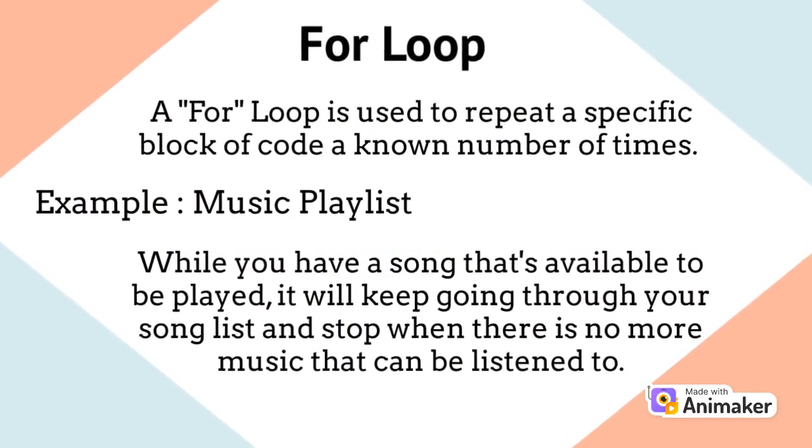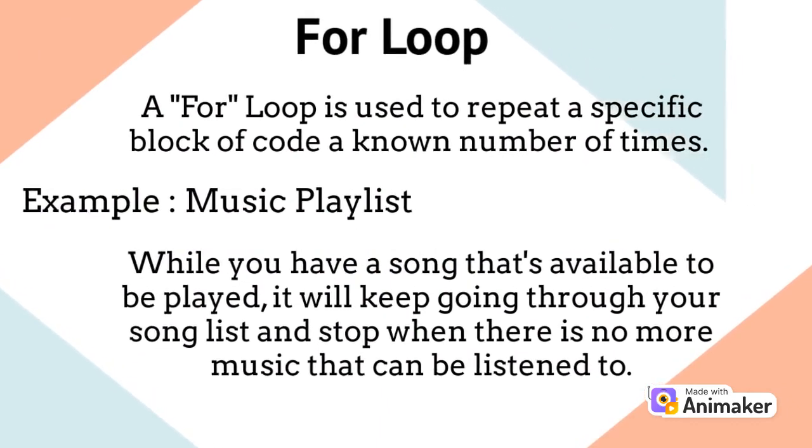Let's first go with for loop. A for loop is used to repeat a specific block of code a known number of times. An example is a music playlist. While you have a song that's available to be played, it will keep going through your song list and stop when there is no more music that can be listened to.